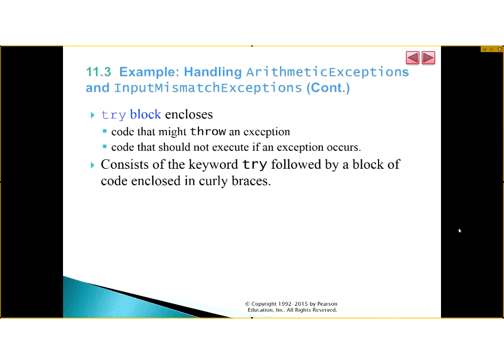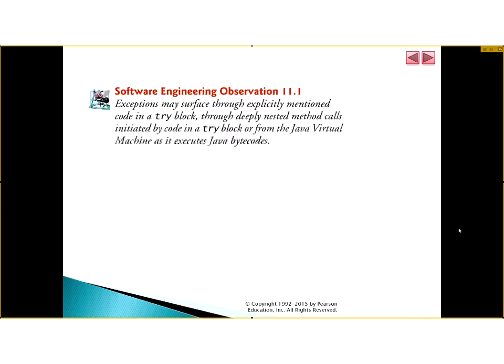The try block includes code that might throw an exception and code that could not execute if the exception would occur, and consists of the word try and curly braces. Exceptions may surface through explicitly mentioned code in the try block, although deeply nested method calls initiated by code in a try block, or from the Java virtual machine. Point being that the exception could get thrown right where you're at, or it could be from a method call that is deeper in the stack trace as you look through.